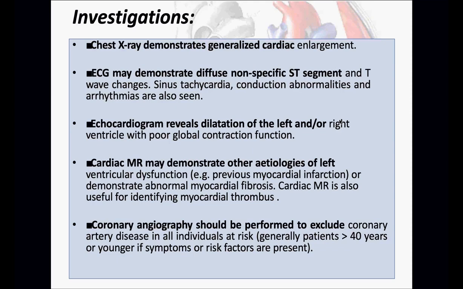This should be differentiated from regional poor contraction. Regional poor contraction, or between two brackets, regional wall motion abnormality, is seen in ischemic heart disease, but global wall motion abnormality or global poor contraction is seen in dilated cardiomyopathy. Cardiac MRI is important. Coronary angio should be performed in every patient more than 40 years old to exclude ischemic heart disease.